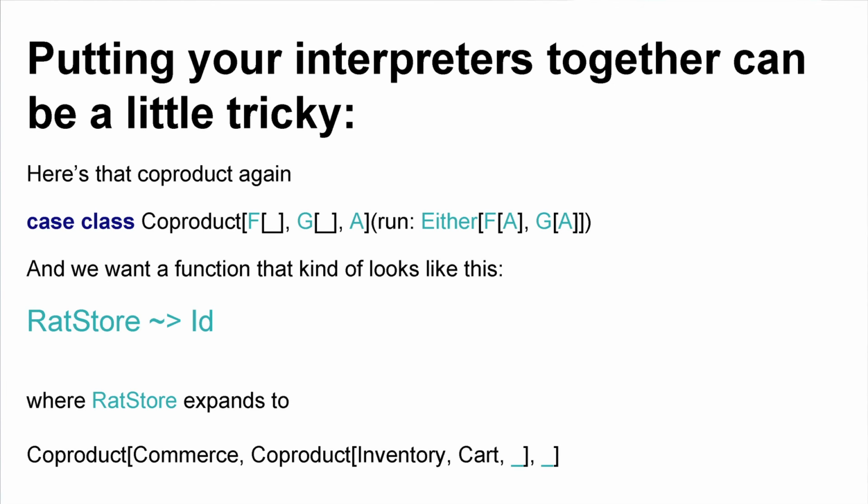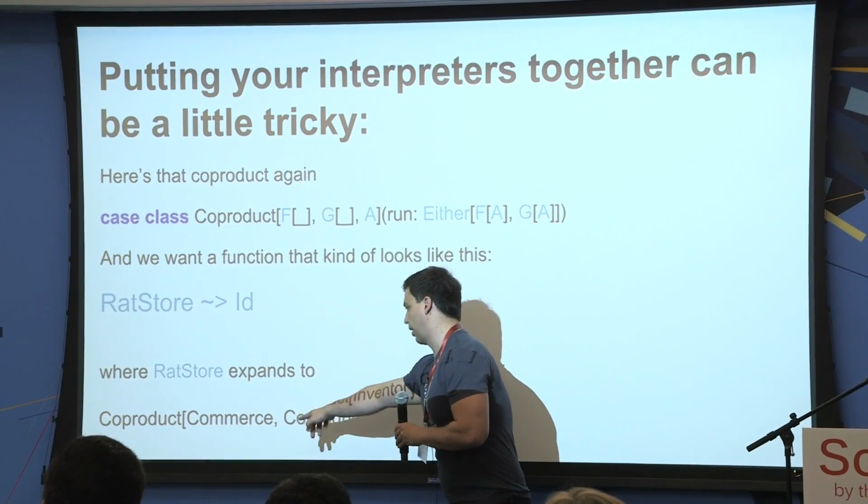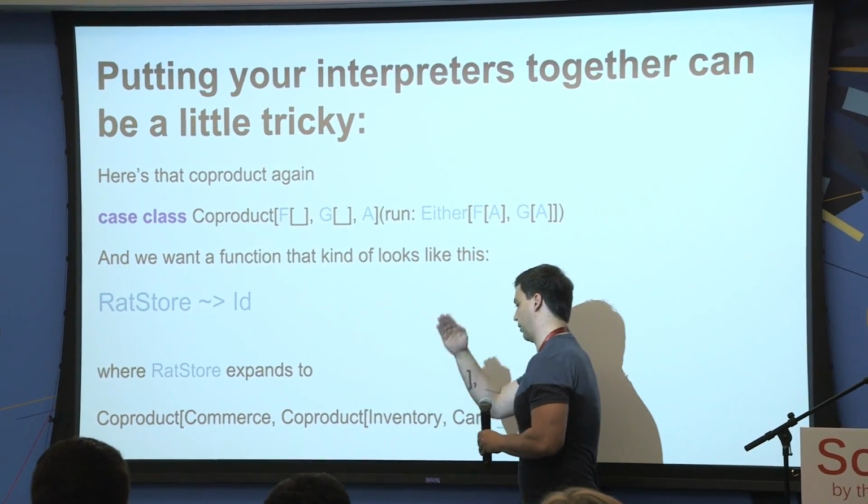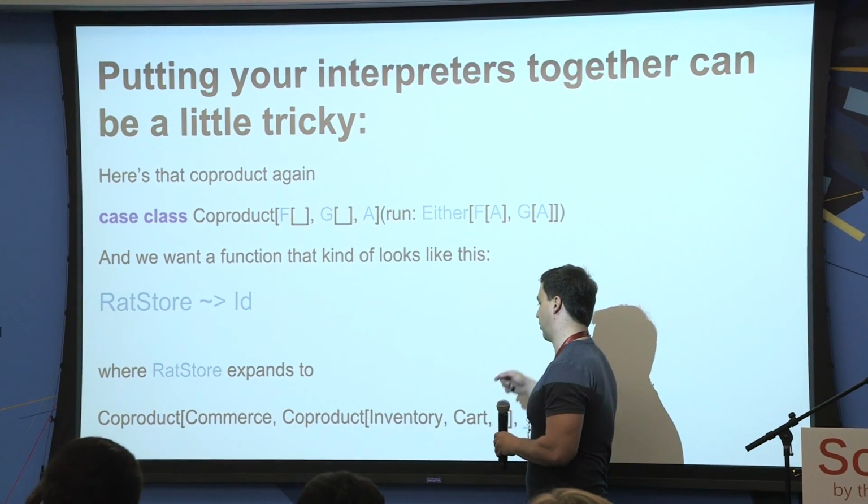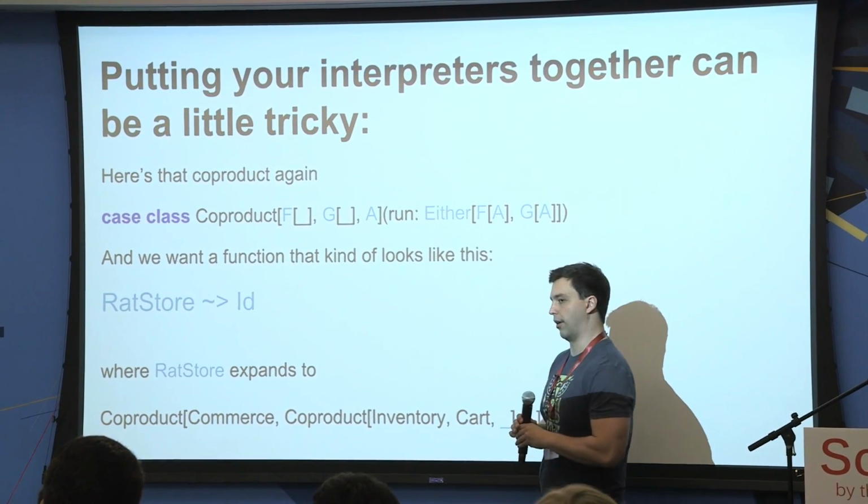Putting your interpreters together can be a little tricky. So that was just one interpreter, the commerce interpreter, but you got many more. And to actually run your program, you're going to need to combine them all together, right? So here's that CoProduct. I think this is the last time, so if you didn't get it before. And we want a function that looks kind of like this, from RatStore to ID, because that's what all of our interpreters are going to. And RatStore really expands to this CoProduct, which kind of looks like a binary tree, right? You got commerce, and then at this layer on the right node, you got CoProduct again, which goes down to an inventory or a cart grammar.